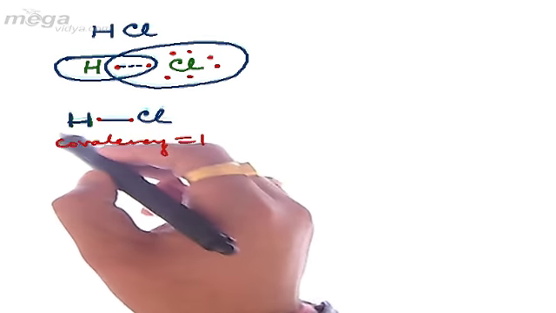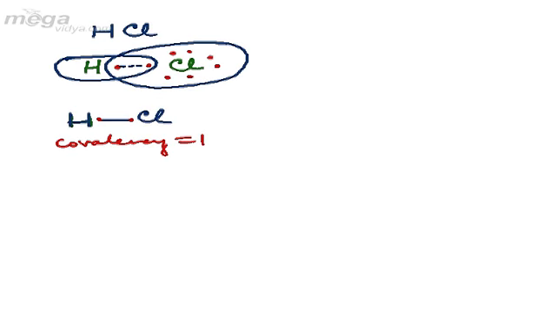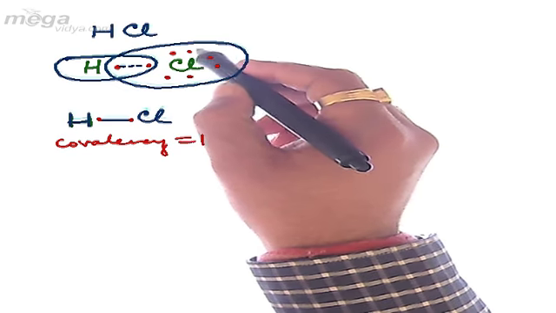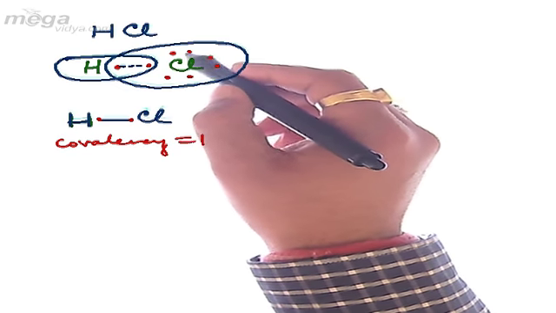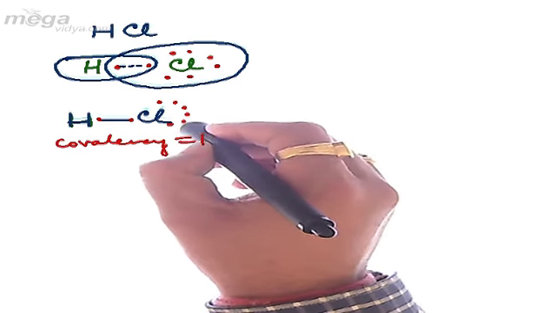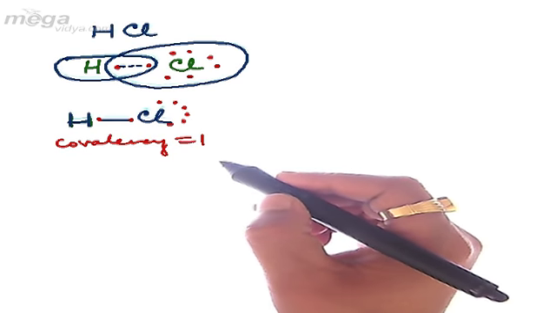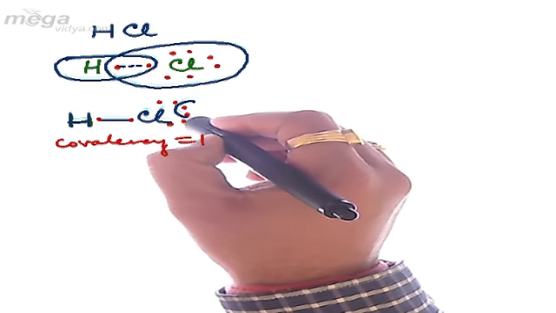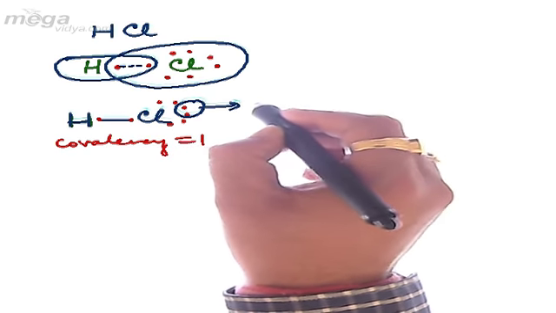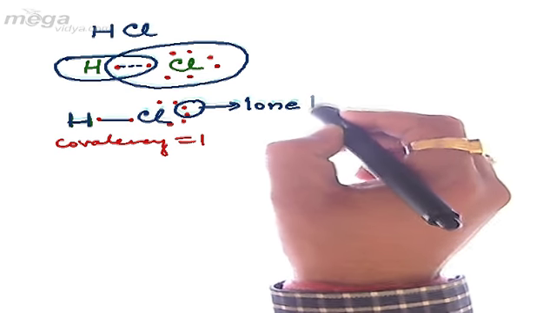After the bonding between these two atoms, we find that the remaining 6 electrons in the valence shell of chlorine are not undergoing mutual sharing, or they are not participating in the bonding. Now remember, a pair of electrons in the valence shell of an atom which does not participate in the bonding is called a lone pair. We shall be calling it a lone pair.